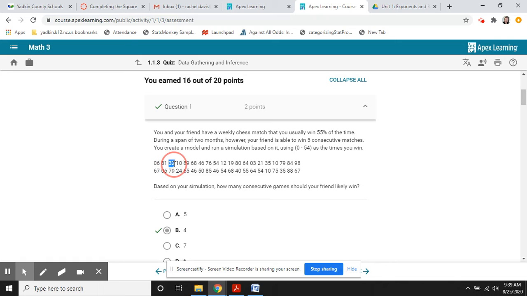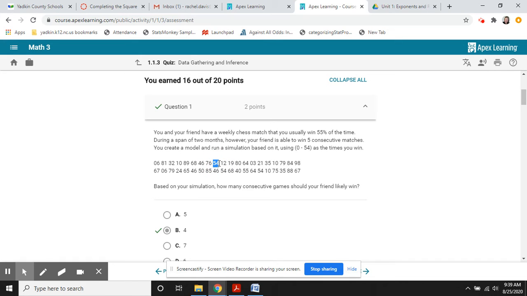So now we've got 32. So there's one. We've got 10. There's two. Then we get 89. Well, that's too big. That's bigger than 54. So we're going to start over. 68 is too big. Then we've got 46. So there's one. Then we've got 76. That's too big. So we're starting over.